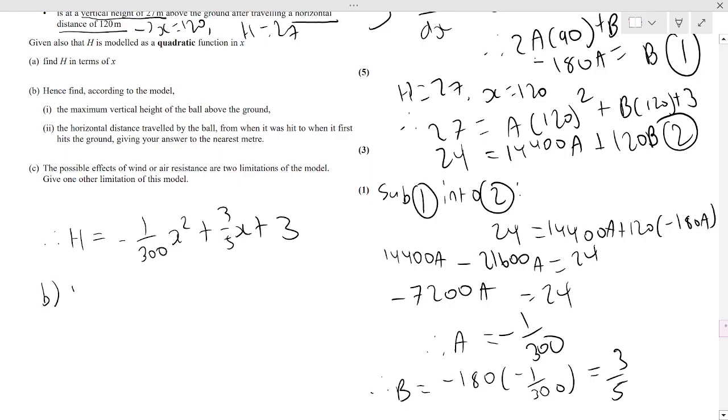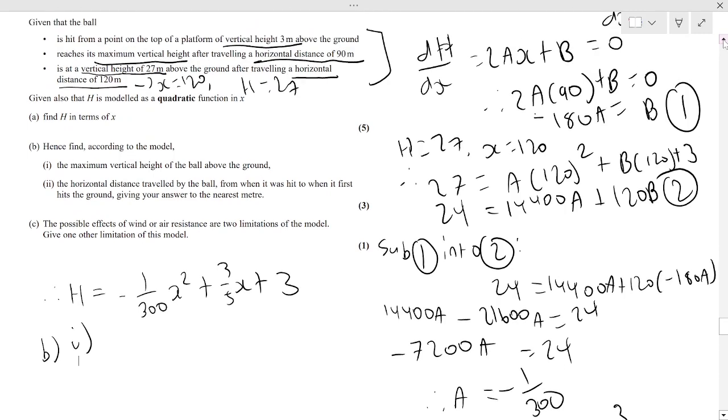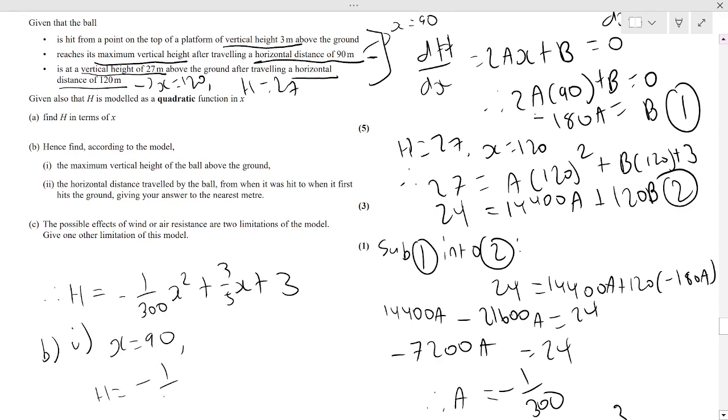Cool. Then part B says firstly, again, this is pretty typical: sub some values into your function to get some back. So firstly, the maximum vertical height. So you could think, well, differentiate it, set to 0, find x and h, but they already told us that the maximum vertical height occurs when the horizontal distance, when x is 90. So really, we just have to plug in x is 90 without having to do any differentiation or complete the square or anything like that. So when x is 90, h is minus 1 over 300 of 90 squared, add 3/5 of 90, add 3.